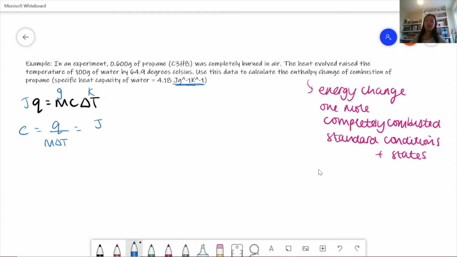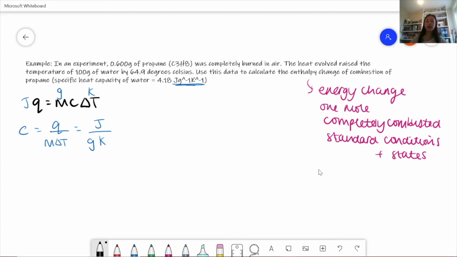So you must have joules over gram over Kelvin. And that's what that corresponds to. So if you ever forget the units, sometimes it's very useful to look at the specific heat capacity if they've given it to you with the units. Okay, so we're going to work with this equation here.